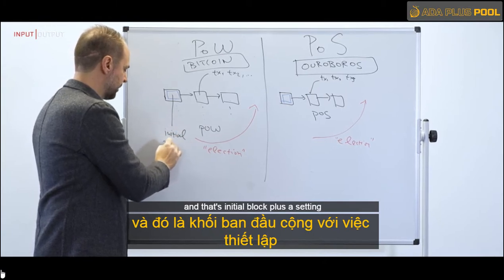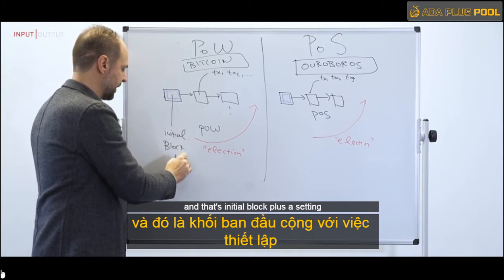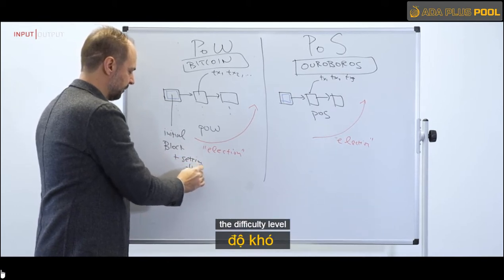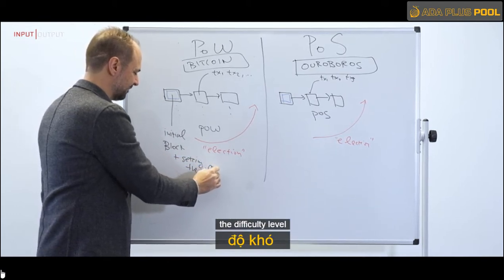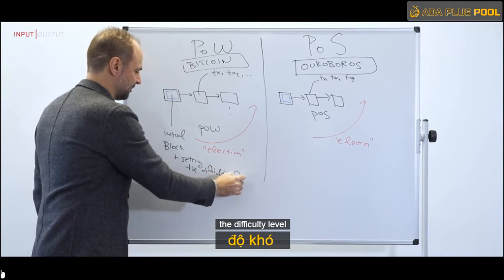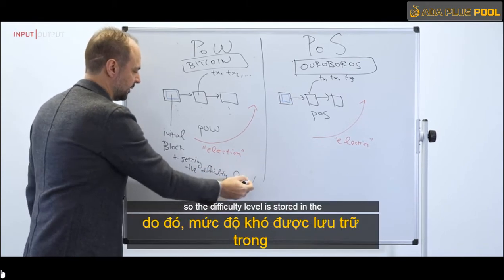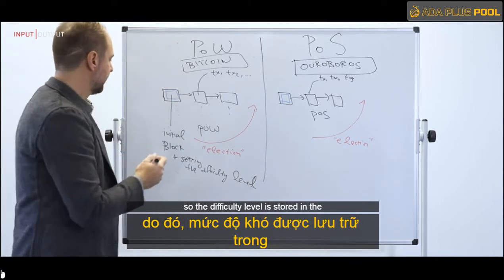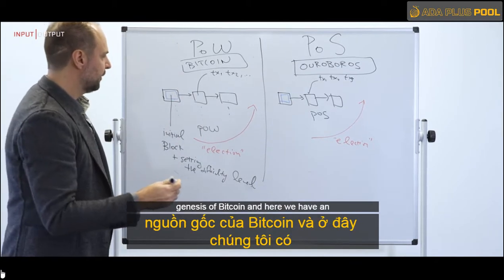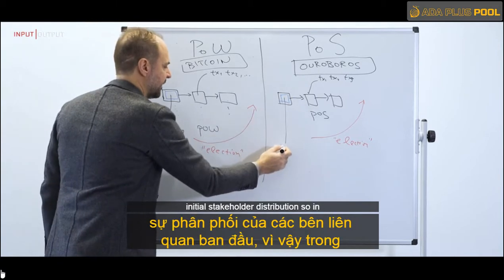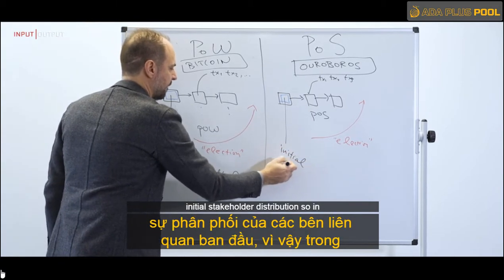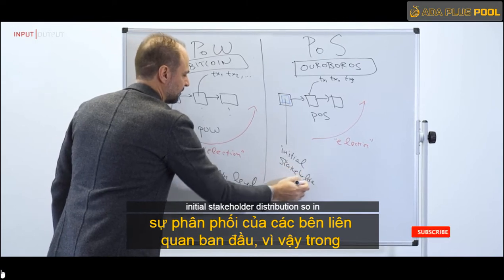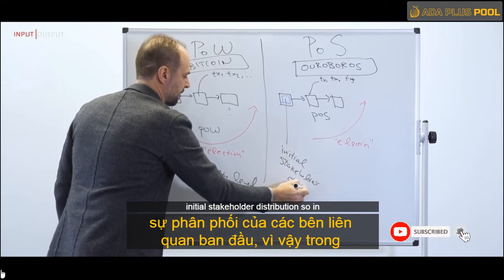that's the initial block, plus a setting of the difficulty level. So the difficulty level is stored in the genesis block of Bitcoin. And here we have an initial stakeholder distribution.